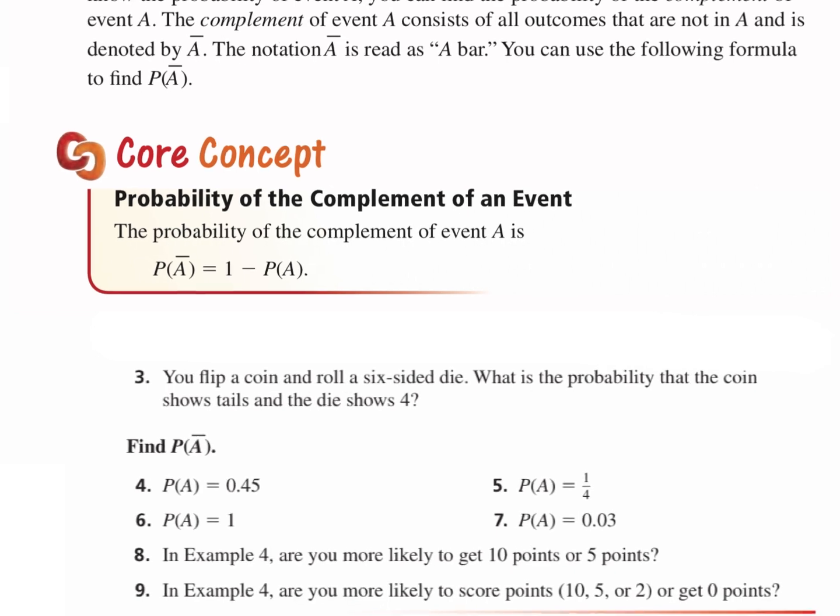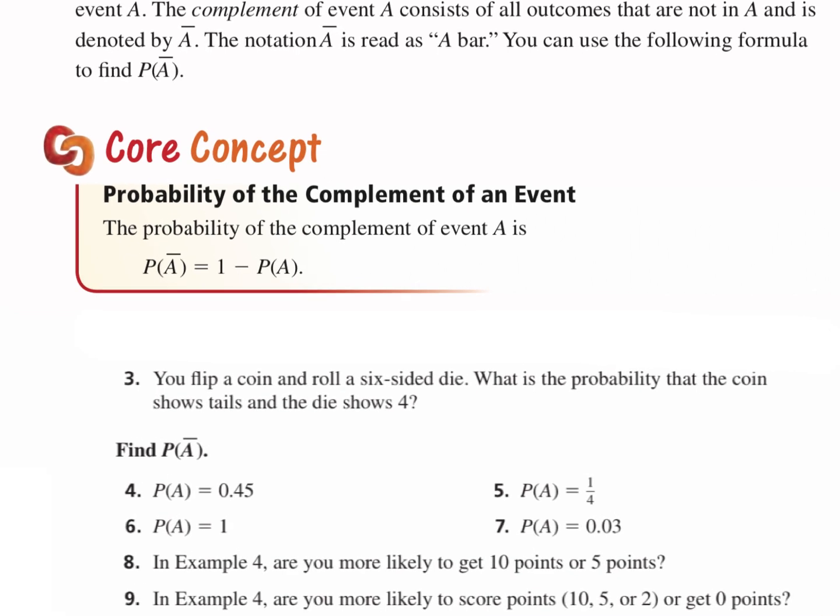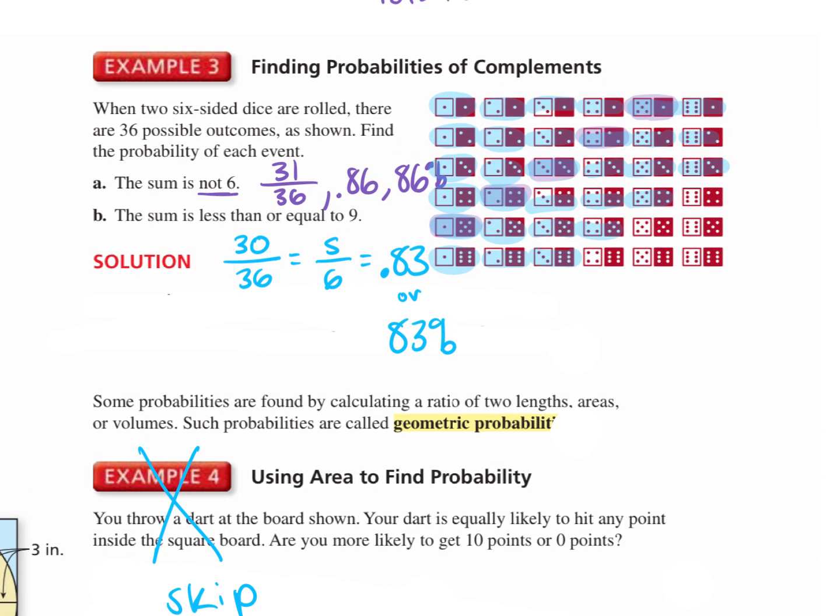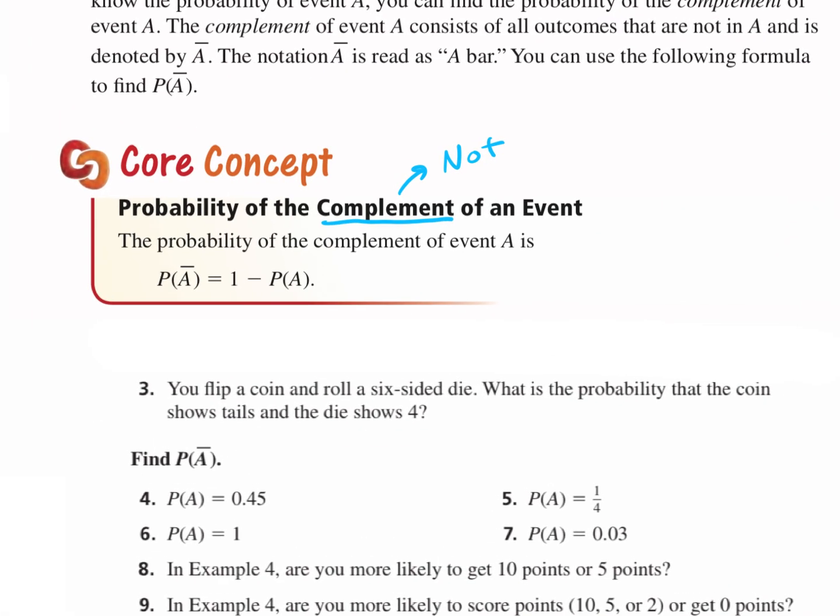But next we're going to look at the probability of the complement of an event. So the complement is the probability that it's not happening. If I want something like the probability of flipping heads, the complement of flipping heads would be flipping tails, so the other possible outcomes. In the example above, we found the probability that the sum is not 6. Well, the complement of that would be the probability that the sum is 6. So to find the complement, we do 1 minus the probability that we're given.